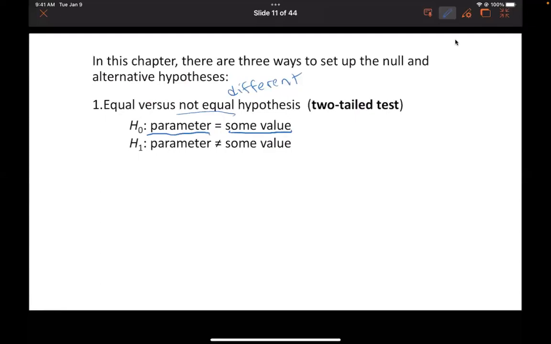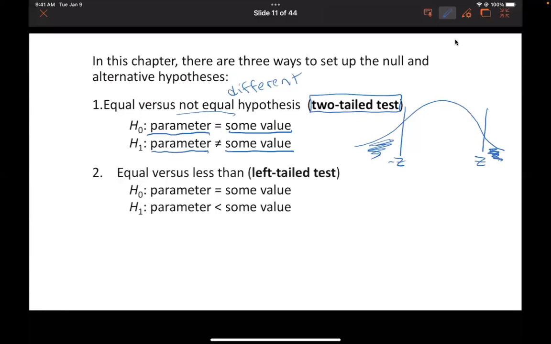And then the null hypothesis would be that that parameter does not equal some value. This would be a two-tailed test. If it says different or not equal, it's a two-tailed test. So what this means is I'm going to have a positive and a negative z-score. These are going to be a negative z and a positive z. And I'm going to be looking at, does my sample land me in one of these two tails? Because if it does, then I'm going to reject my null hypothesis. This is a two-tailed test.